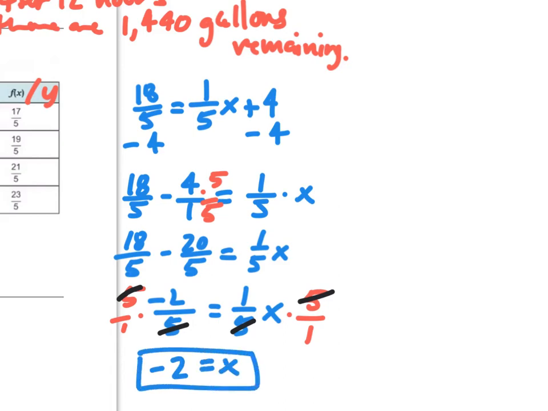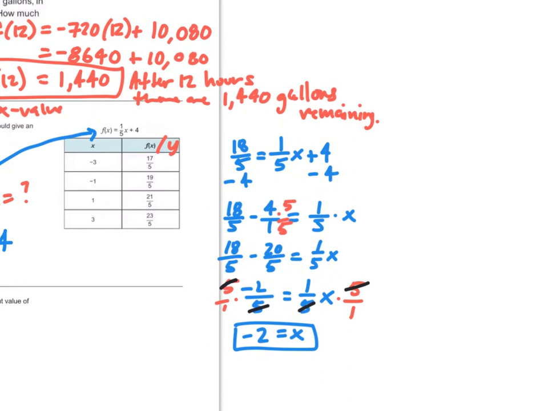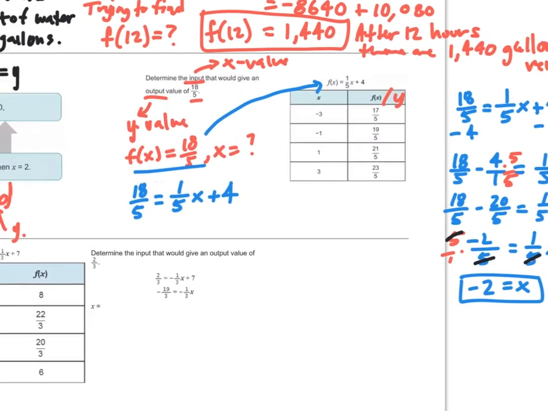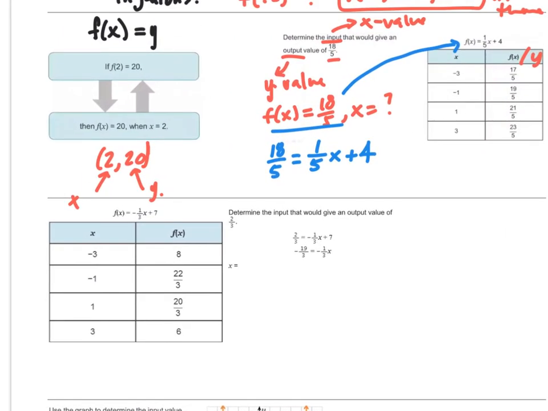Okay, and you can kind of just tell that from the table. That's just something that I was able to take a look at and see. I noticed that every time we increase x by 2, the numerator increases by 2. But if we increase x by 1, then the numerator would increase by 1 to give me 18/5. So that's where negative 2 came in. That's how I knew that. Okay, all right, let's take a look at the next one.